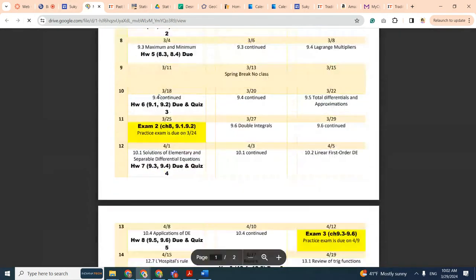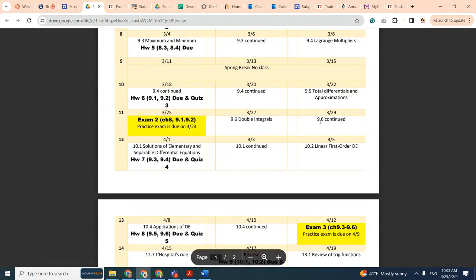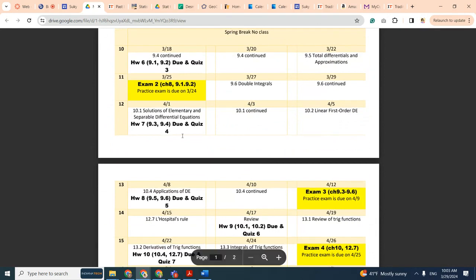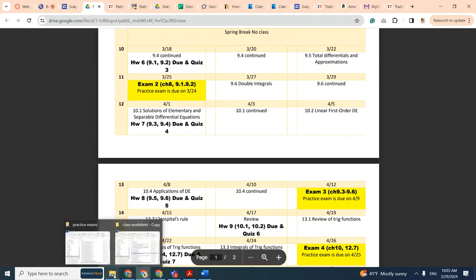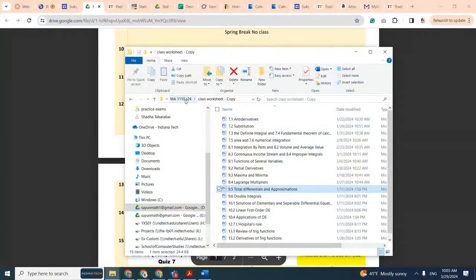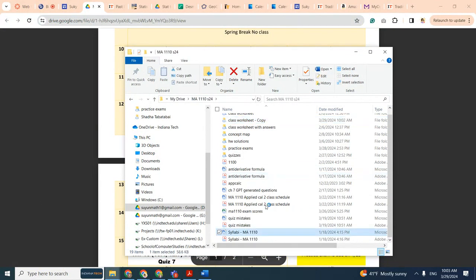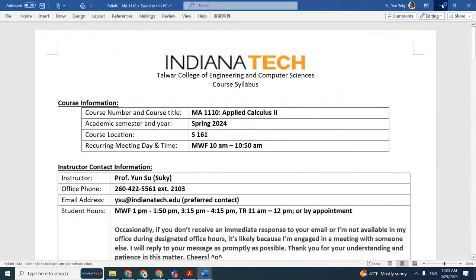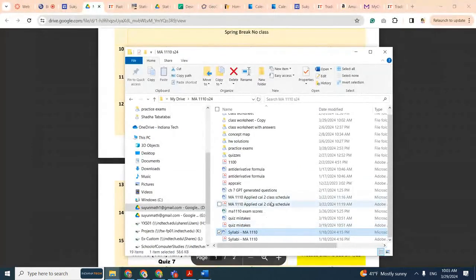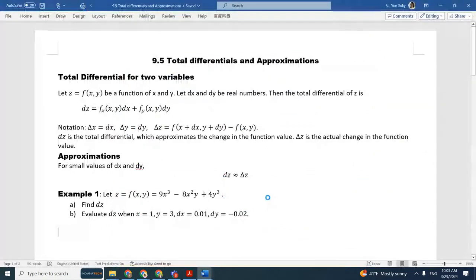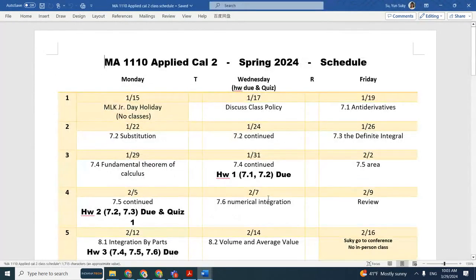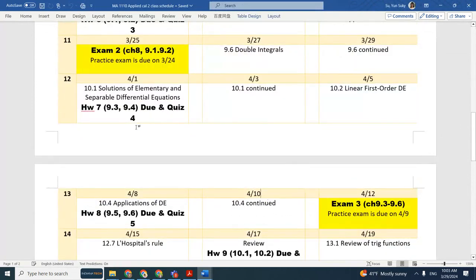Let's see. Okay. Yes, so today we're going to talk about section 9.5. And then next week, you're going to have homework 7 and quiz 4. Questions for you. Do you want to postpone the quiz to Wednesday so you have more time to do the homework and quiz? Yes? Okay. So let's do that. Not the syllabus, but the schedule. Okay, schedule here. So we postpone the homework and quiz to Wednesday.